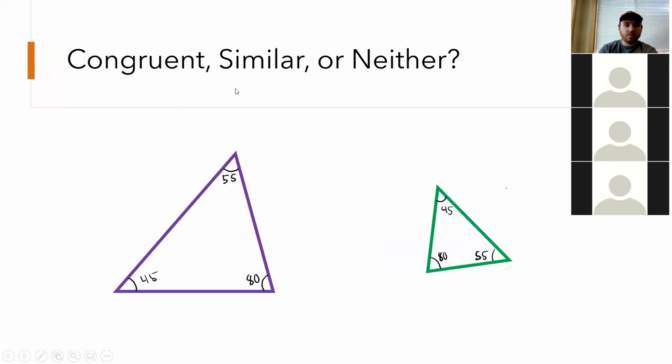Okay, I think we've got one more. Yep, one last one. So put the poll back up. Are these ones similar, congruent, or neither?